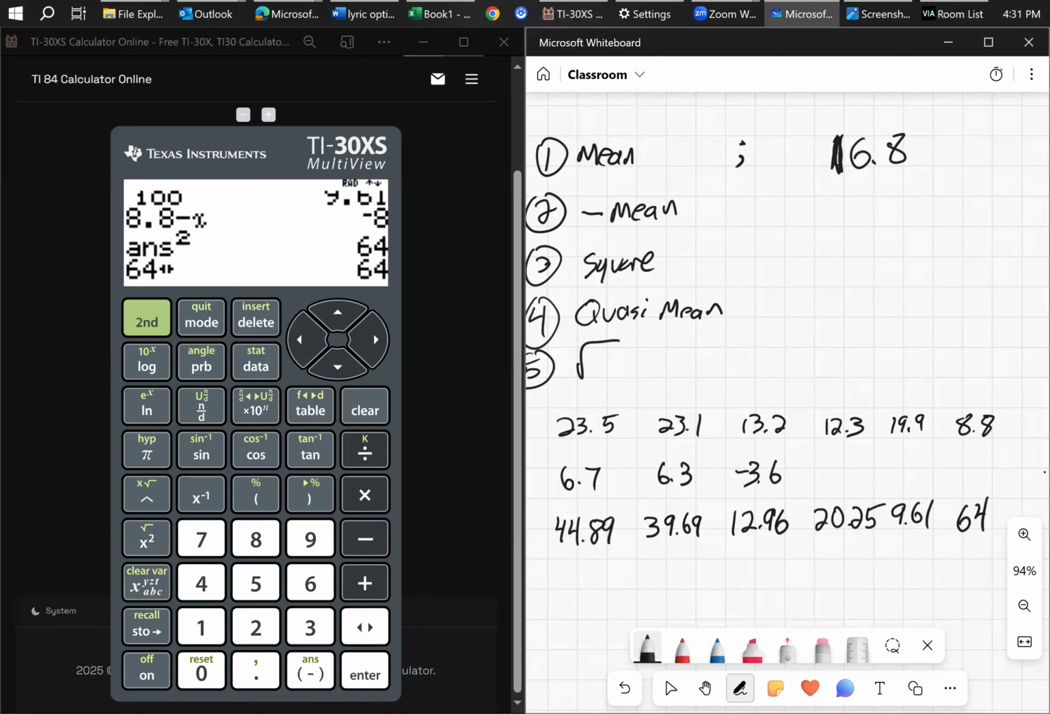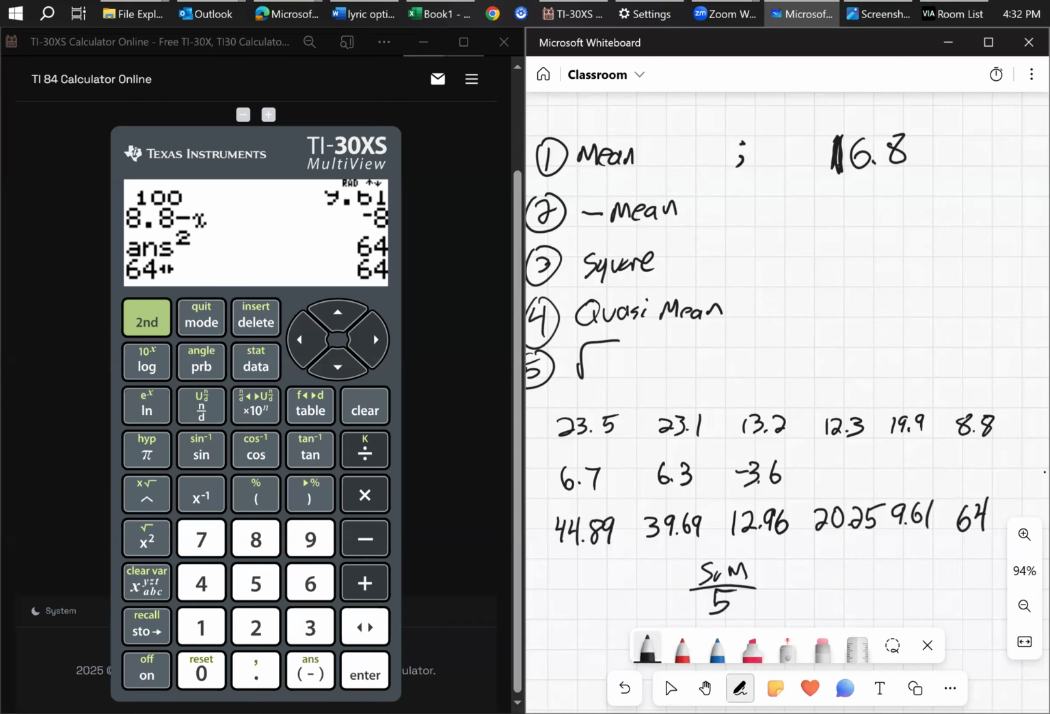Next up is the quasi-mean. This is where we're going to add those 6 numbers up, but not divide by 6. That would be the mean. The quasi-mean is you always divide by 1 less than what you did in step 1. You divide by 1 fewer data points than there are in the data. Not 6, but 5.